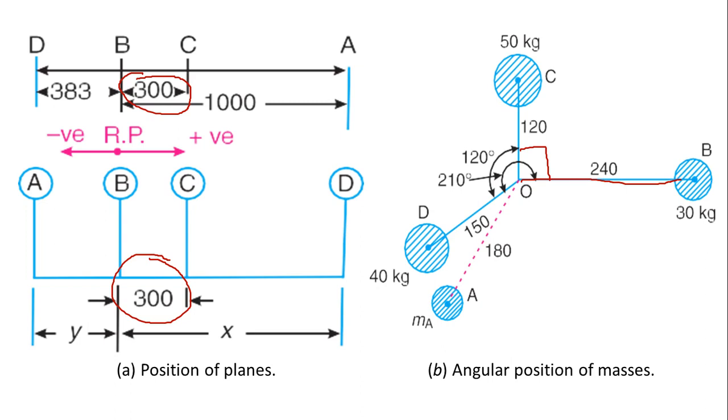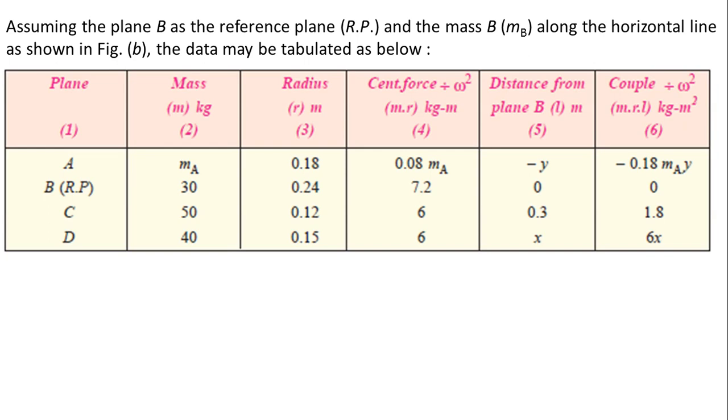Only between B and C is known to you, so we will take here 300, and let us take the distance between A and B as y, and B and D as x. In the form of x and y we will take it. So draw the position of planes, and the angular positions of planes also. Then after this, draw the table. So ABCD.